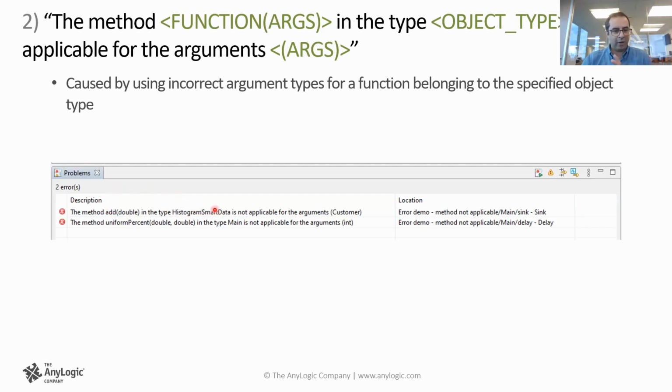In the type histogram smart data, this is the object that owns this method. So it gives you all the correct things. Up to this point is what it's supposed to be. Is not compatible with the argument customer. This is what you passed into this function. So you basically passed a customer instead of a double to this add method that belongs to histogram. So let's take a look at it.